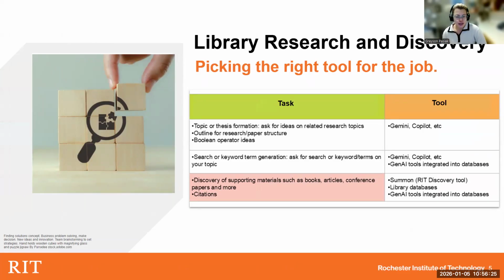The third point is library research and discovery. When it comes to academic research in the library, we discuss how some tools fit research tasks better than others, reiterating our previous conversations on how the tools work and how that is intertwined into considerations and tasks. So for example, we discuss how Gen AI chat tools aren't the best at source discovery, but are great at vocabulary assistance and topic formation.